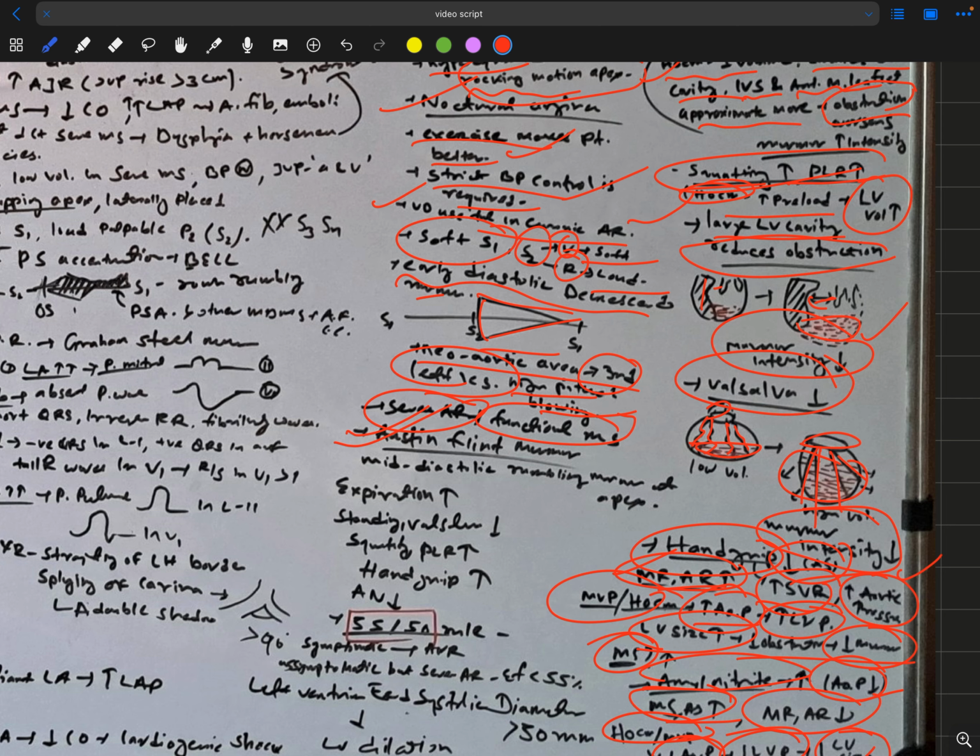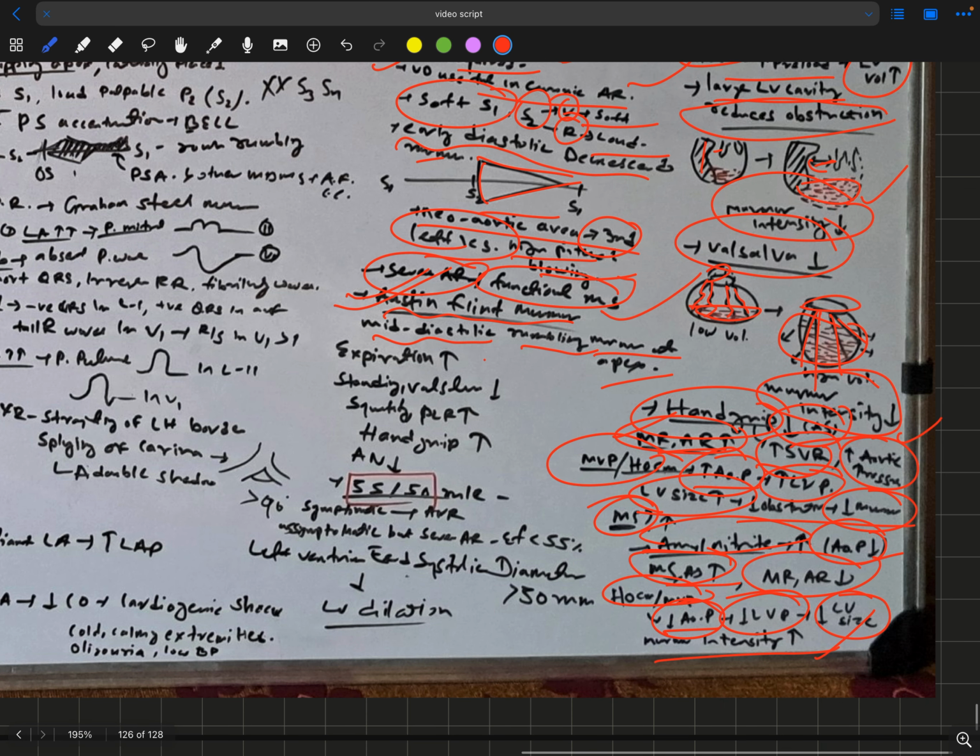So that is known as Austin Flint murmur. But the mid diastolic murmur in MS is associated with an opening snap, but this Austin Flint murmur has no opening snap and no pre-systolic accentuation. So it is the Austin Flint murmur in case of severe AR. It is a mid diastolic murmur at the apex.